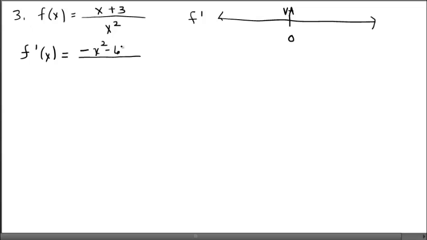I encourage you maybe to pause the video and say, you know what, I don't really remember the quotient rule. Let me go ahead and practice that somewhere and see if I end up with this result after the cleanup. Notice here also I could factor out an x.